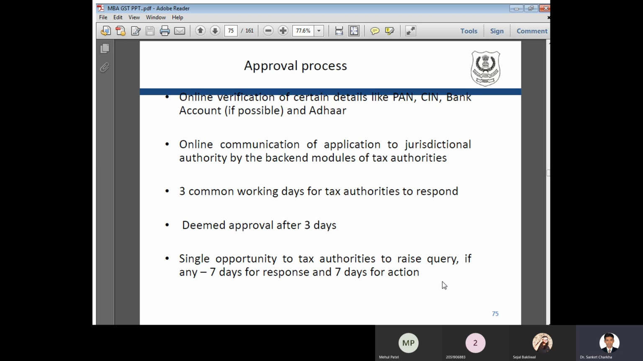Single opportunity to tax authorities to raise a query if any. So 7 days for the response and 7 days for action. If any query has been raised in this concern, then again you have to provide a notice to the registering person, and accordingly you have to see that the person is complying with the respective norms provided. So 7 days of duration is provided to fulfill that query, and a further 7 days for compliance of the registration number. So whether the particular company or business vertical is eligible for the registration or not eligible for the registration.